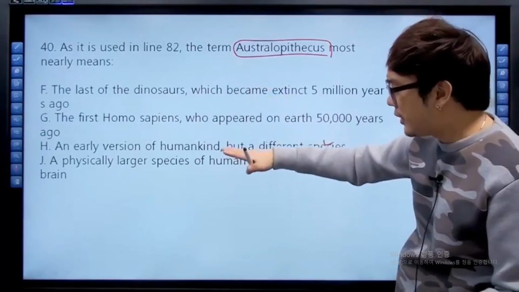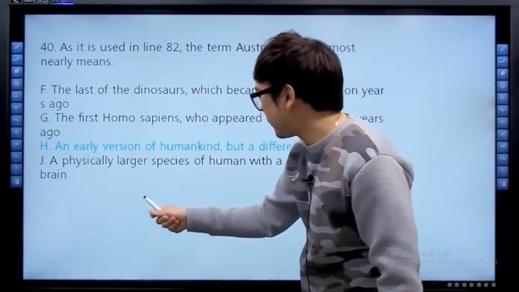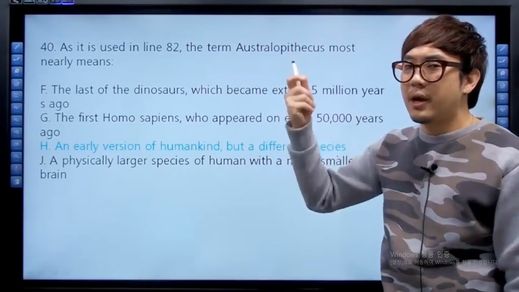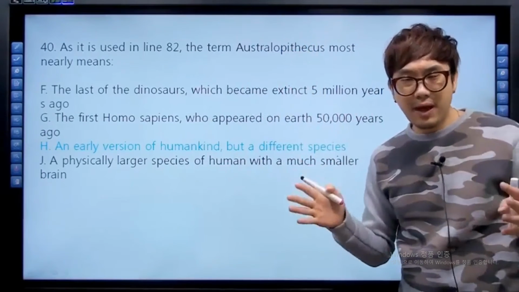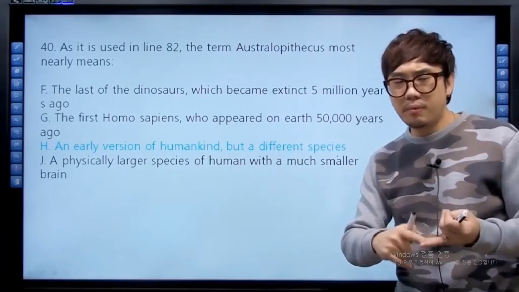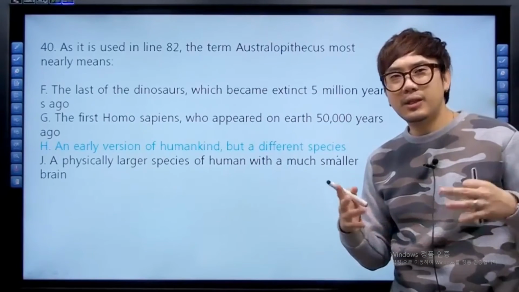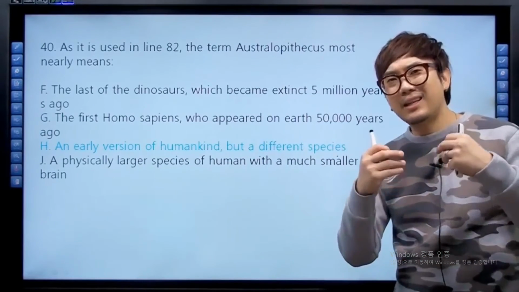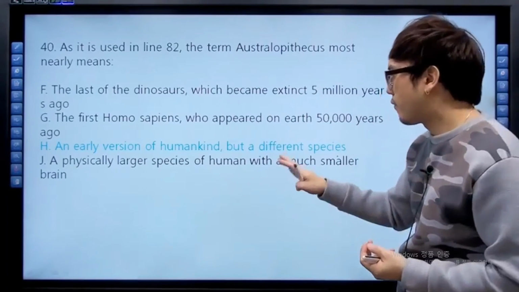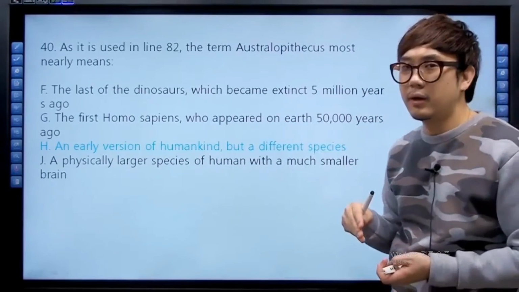The answer, of course, is either H or J, but which one? Of course, the H. Why is that? Because a physically larger species of human with a much smaller brain is not actually mentioned within the passage. Now, according to the finds that we have today, the brain size didn't really change that much from Australopithecus to Cro-Magnons to human beings, Homo sapiens. It's just that the shape of the skull had changed and a little bit of differences within the body or the brain weights. So that's not true, but what we're talking about is the early version of humankind, but a different species, right? That's what we're talking about.